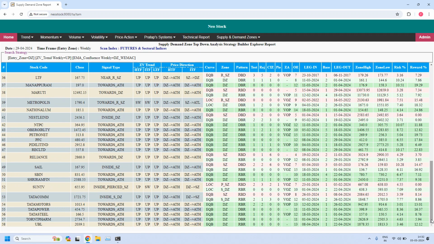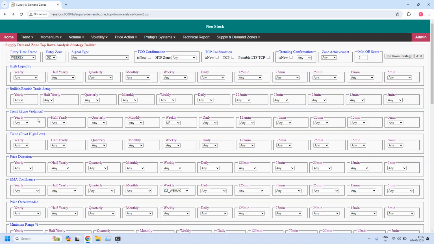So a total of 58 stocks are having an uptrend, and also they are having weekly EMA confluence. Demand zone having weekly EMA confluence. So let's further reduce. Let me go back. Now, we already set the zone violation trend as uptrend in weekly, and even the higher high, higher low trend also should be uptrend. If both are matching, then there is no ambiguity in those stocks.